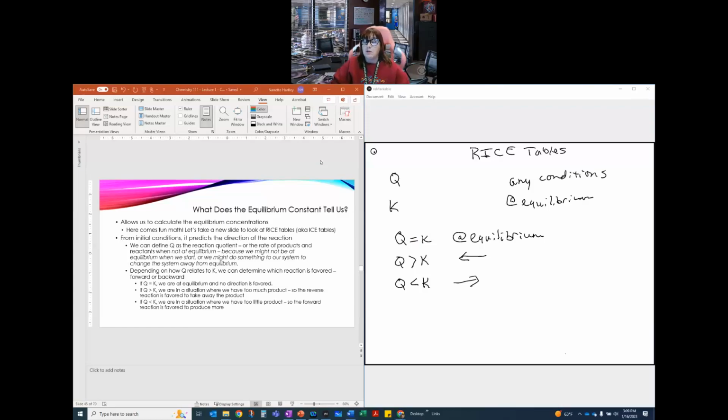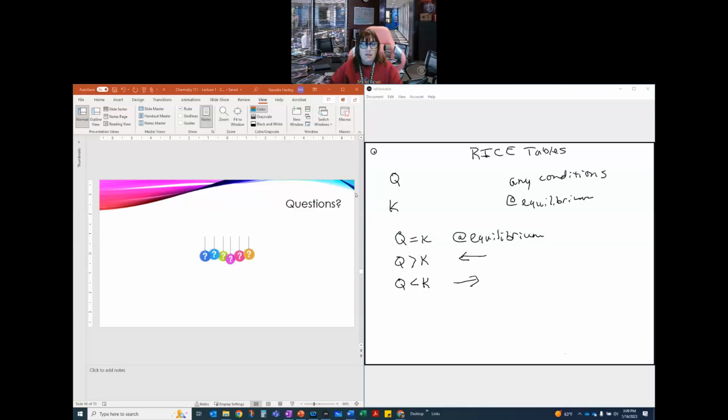Okay, that's why they pay people who do chemical cleanup a lot of money, because you have to think about a lot. Okay, so that's Q. That's our equilibrium, or actually reaction quotient. All right, so we can calculate a reaction quotient. Okay, questions, comments, problems on that? Hope not. Let's move on to our rice tables.